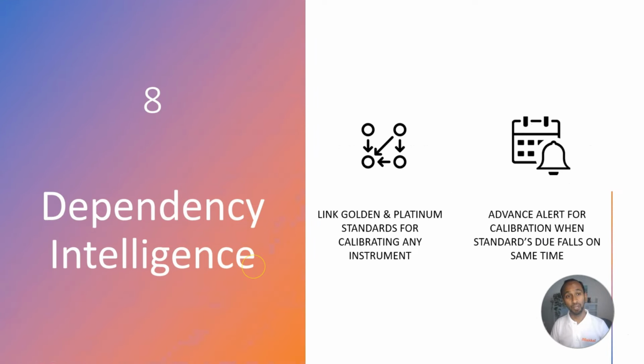Last but not least, number 8. Dependency Intelligence. You might have the golden instruments or standards that you use internally for calibrating the other meters or gauges. Whenever the golden instruments go out for calibration, it might affect your other calibrations that happen in-house. The system can automatically adjust your normal instrument due dates and suggest the best date in advance that you want to calibrate to avoid any overdues.